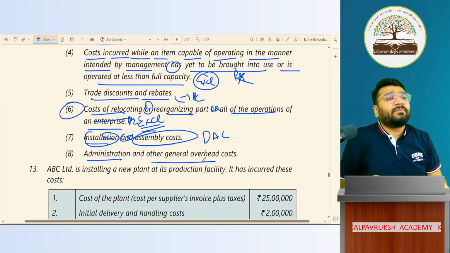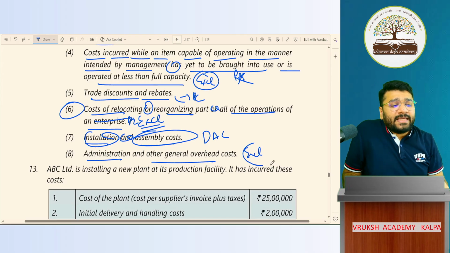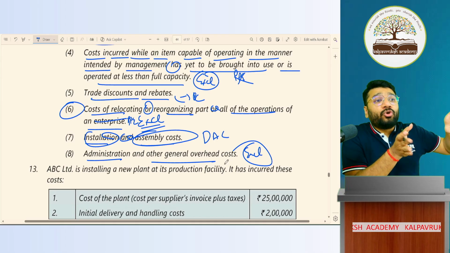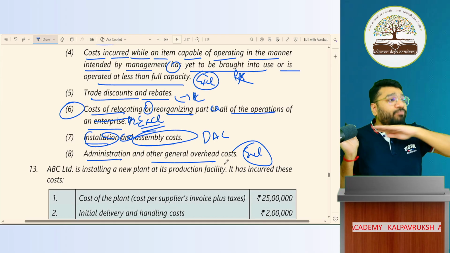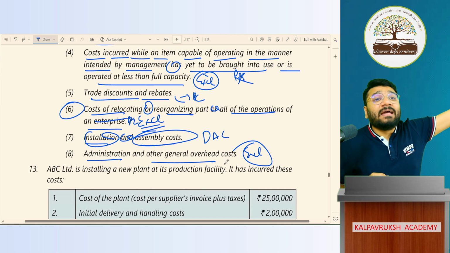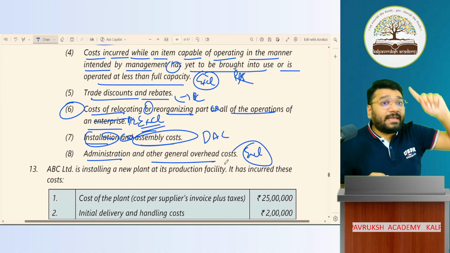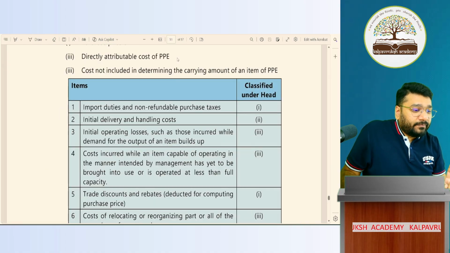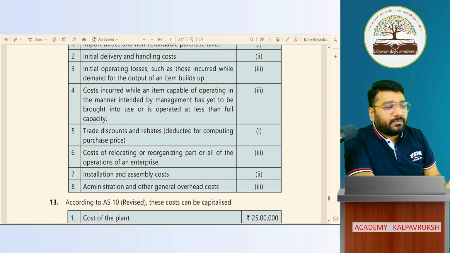Admin and other general overhead are always excluded. Whether during the phase of ready to use or after the ready to use phase, both places, wherever you have any operational expenses, everything will be treated as revenue expenditure and not capital expenditure. Same point is mentioned here. You can go home and check.